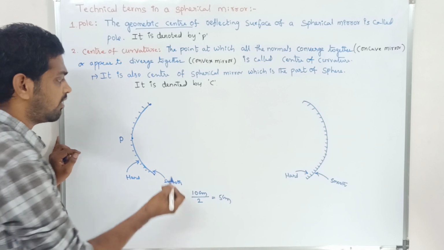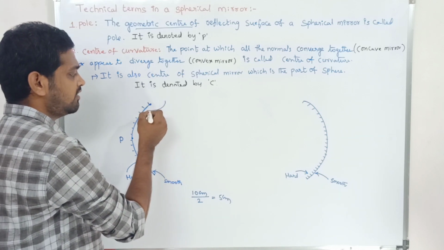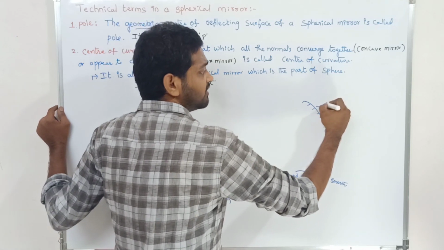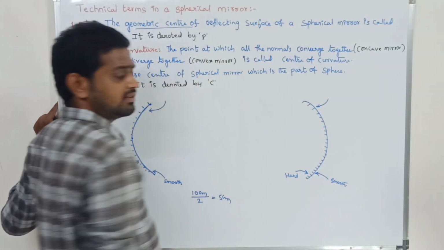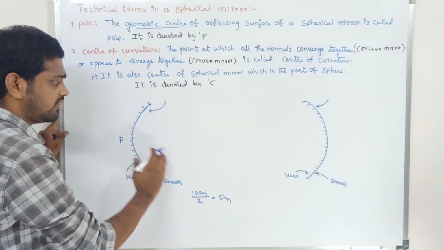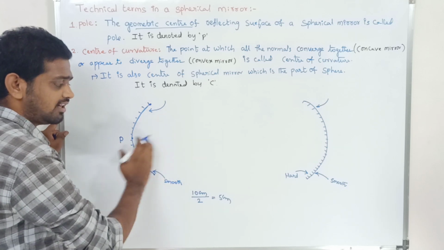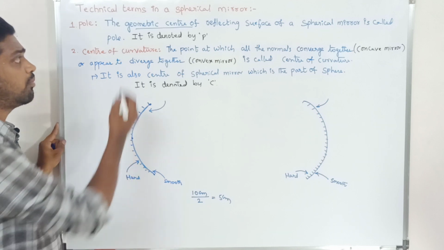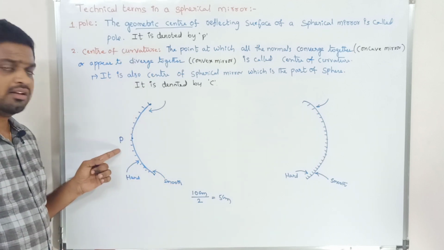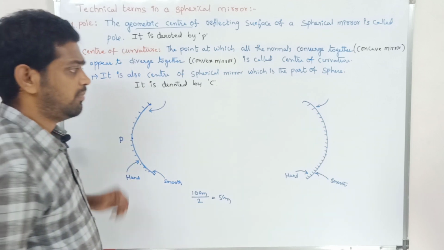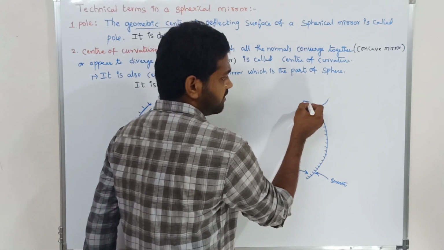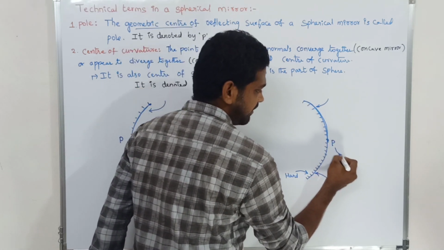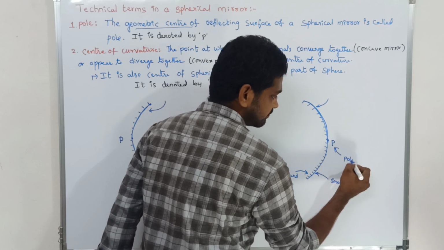Clear? In a concave surface, the reflecting surface is inward. In a convex surface, the reflecting surface is outward. In a concave surface you get a cave, an inside portion. The pole is denoted by the capital letter P. In the convex surface, you get the pole here, where P is called the pole.